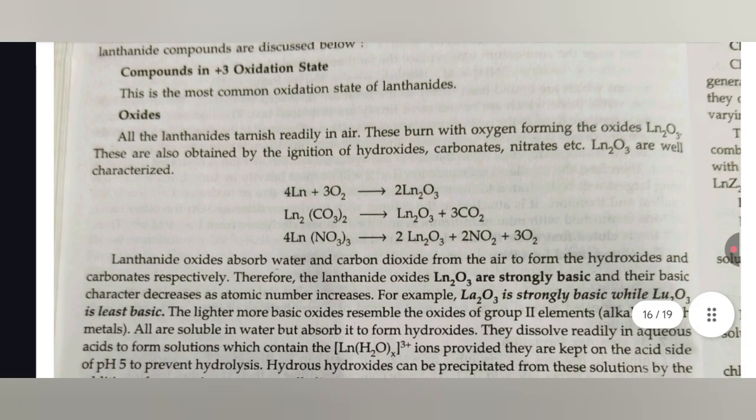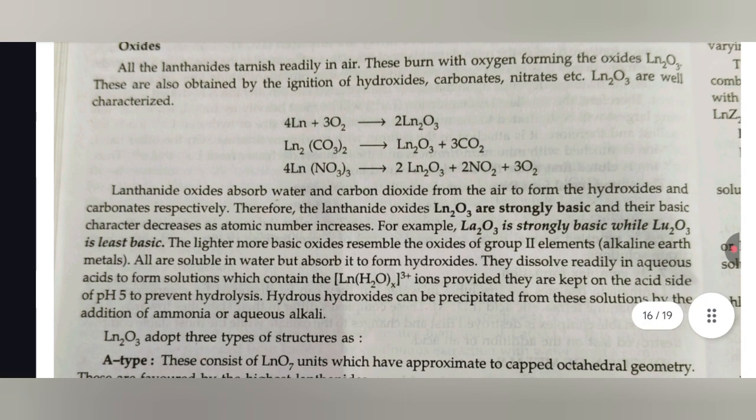Compounds in +3 oxidation state. This is the most common oxidation state of lanthanide oxides. All the lanthanides tarnish readily in air. They burn with oxygen forming the oxides Ln2O3. These are also obtained by ignition of hydroxides, carbonates, nitrates, etc.